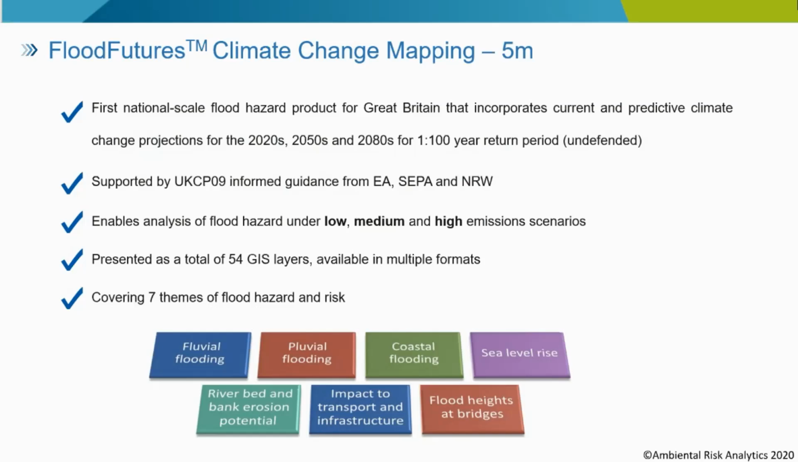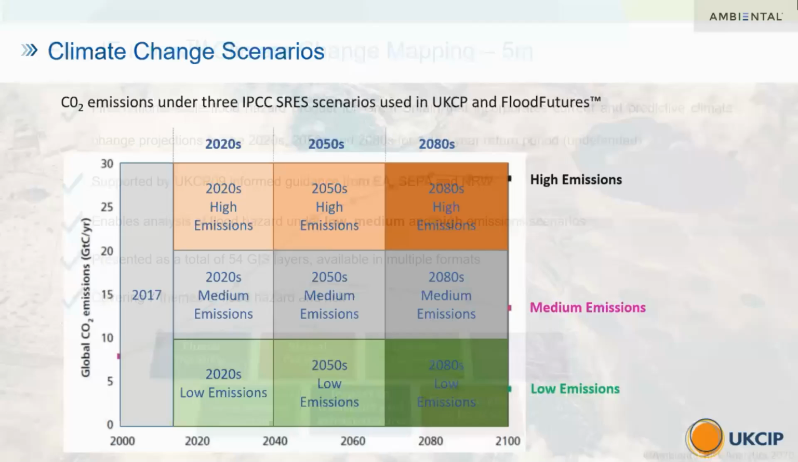There are 54 layers because you've got 10 layers for each of the epochs, looking at the different emission scenarios, and tidal, pluvial and fluvial. The themes, as I mentioned, cover fluvial, pluvial, coastal, sea level rise, riverbank erosion, impacts to transportation, and so on. I'll go into those in a little more detail as we go through the presentation.